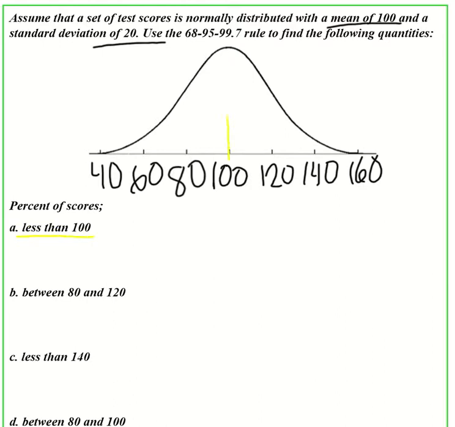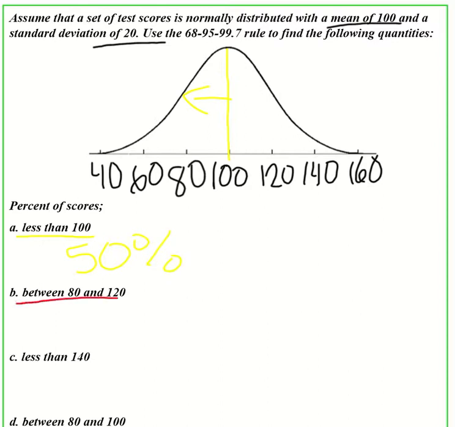So, for the first one, it says percent of scores that are less than 100. Well, here's 100, and it's going to be everything that's less than 100. Well, remember, 100 is the median, it's the mean. It means it's in the middle of the data. So if it's in the middle of the data, it splits the data in half. And so to the left of that, less than that, we're going to have half the data. Well, half the data is 50% of our scores. It's as simple as that.